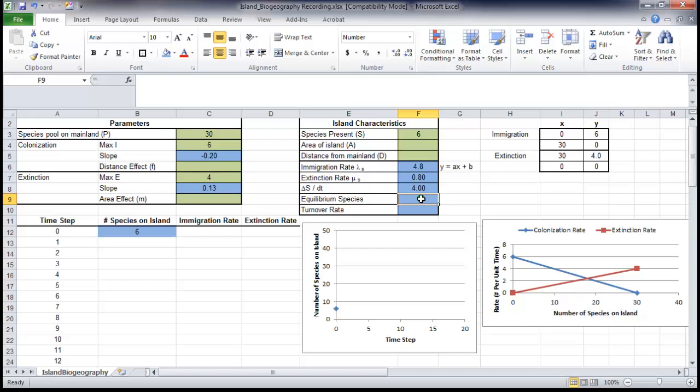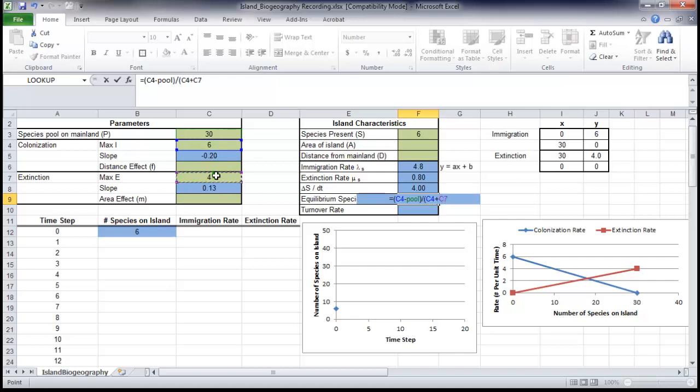Now the last calculation is going to be one that we'll just use directly from Jed's video, and that's how you compute the equilibrium number of species. Jed derived this in his lecture, so I'm simply going to enter it here. It's going to be equal to the maximum immigration rate minus the total number of species on the mainland. That's called pool. And then we'll divide that by the maximum immigration rate plus the maximum extinction rate.